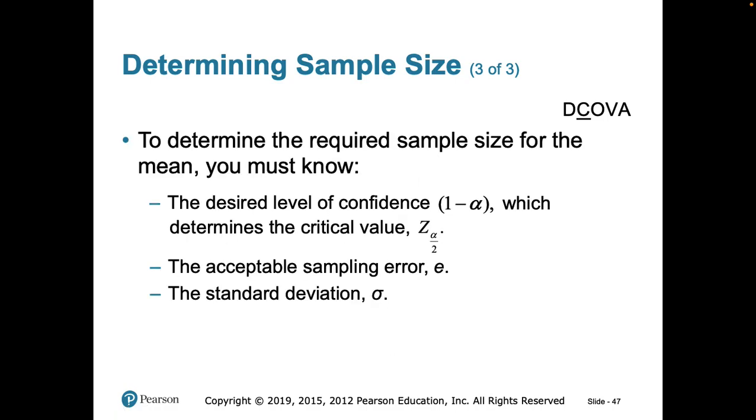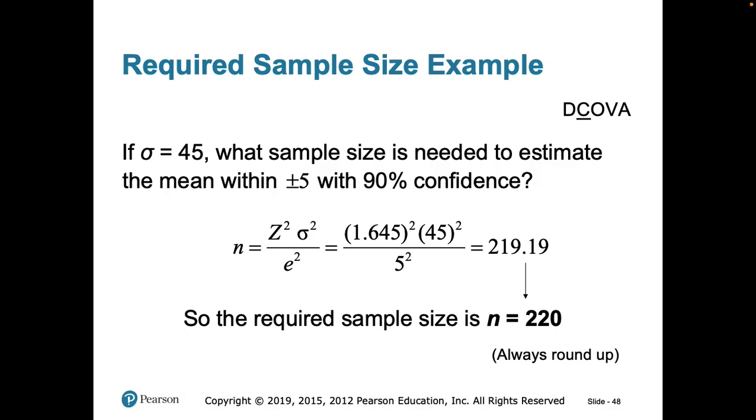To determine the required sample size for the mean, you need to know the desired level of confidence. Obviously, you're going to know whether you want it to be 99, 95, or 80. That will give you your critical value, which is z alpha divided by 2. Then you have the acceptable sampling error, you need to know that. And finally, you are going to need your standard deviation. If you have those three, you can calculate the sample size that you need. So here's an example.